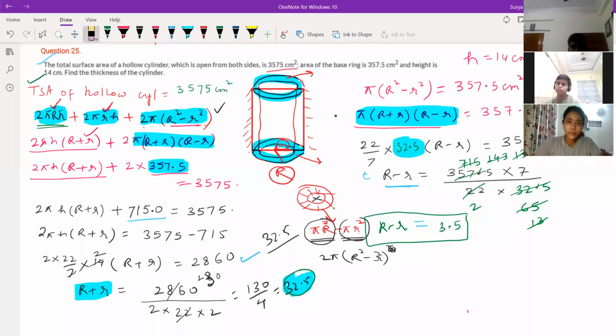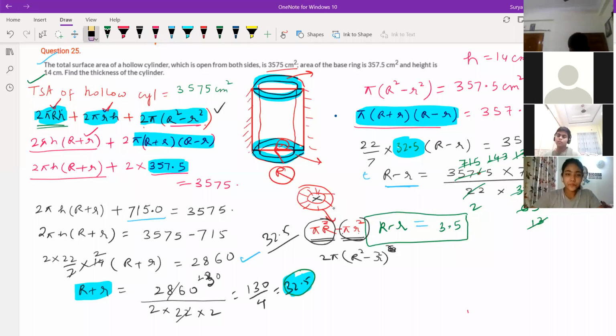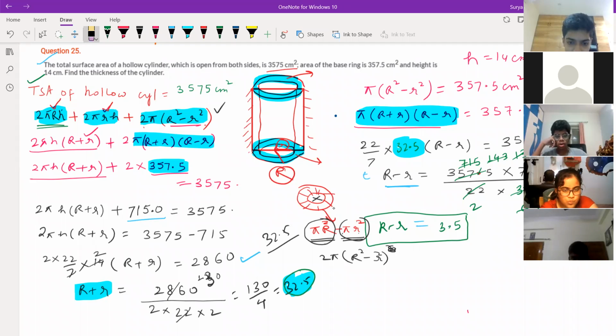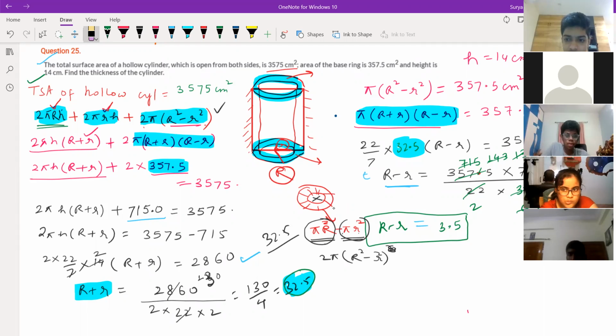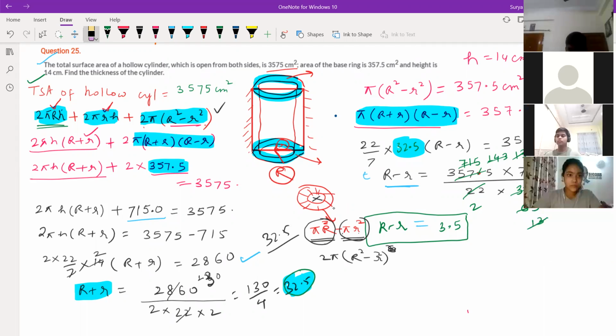Anyone having doubt in this, children? No. In the formula, anyone having doubt? Saritvik? No doubt, sir. Okay. Till here, Krishna, you are having doubts? Krishna, can you hear me? Yes, sir, no doubt, sir.